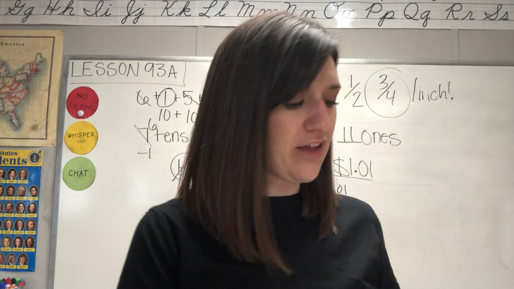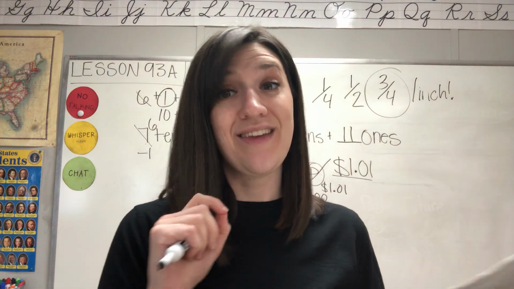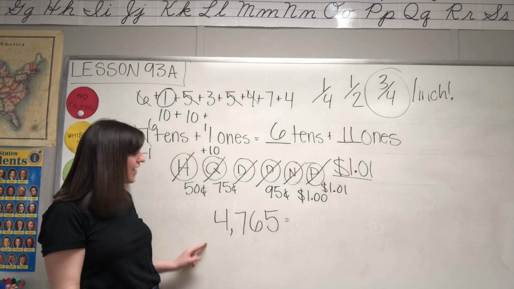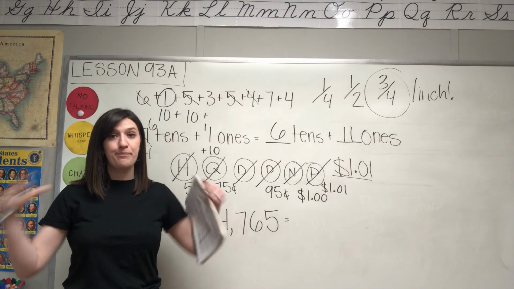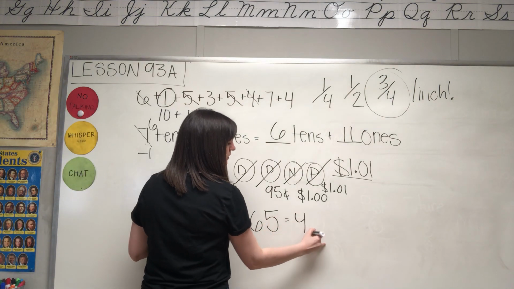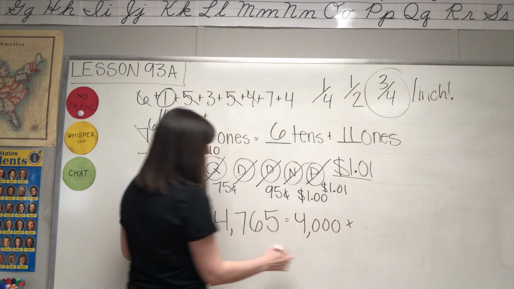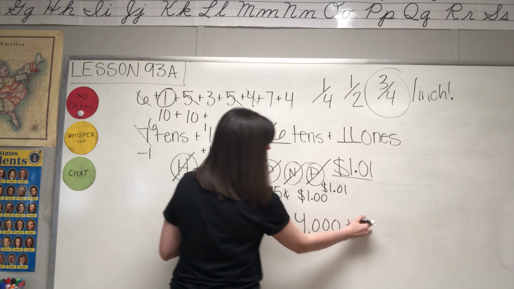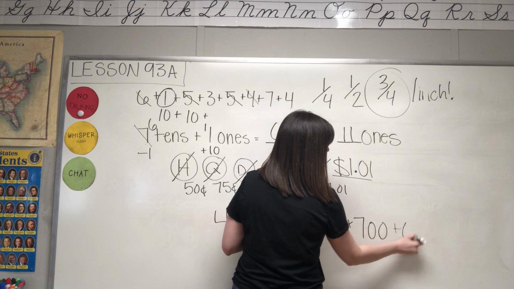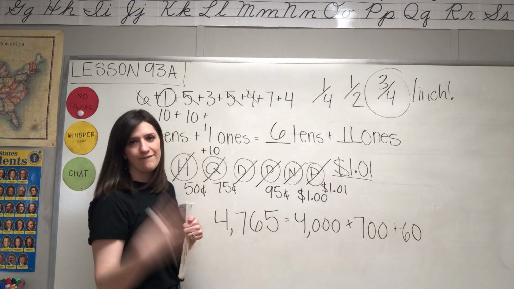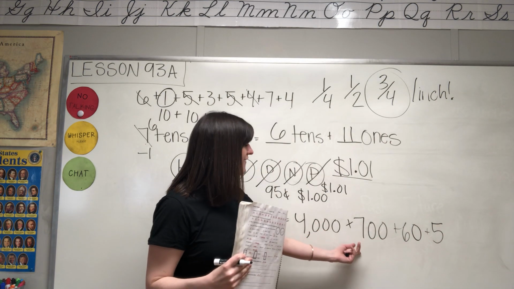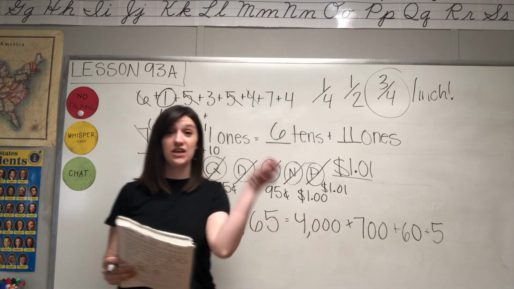And the last one, number 9, says illustrate 4,765. So I have this number written for you. This is the number 4,765. To expand it, you expand it the way that you say it, right? 4,000 plus 700 plus 60 plus 5 is 4,765, and then illustrate it.